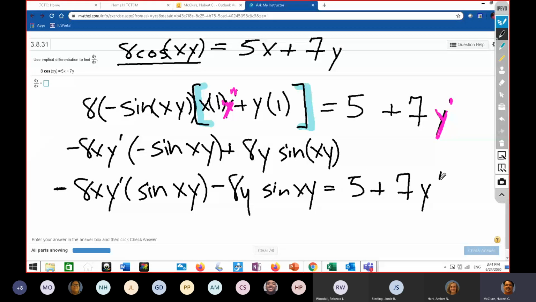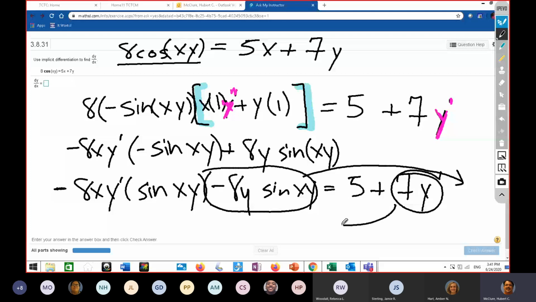7y prime. Now take the -8y sine of xy over to the other side, and bring the 7y prime over to this side. So you're going to take this -8y sine of xy, take it over here, and bring this positive 7y over here.